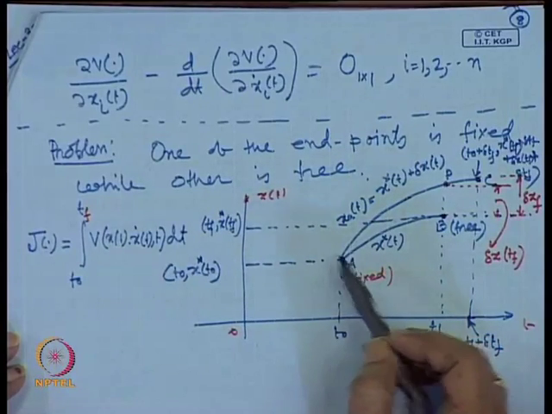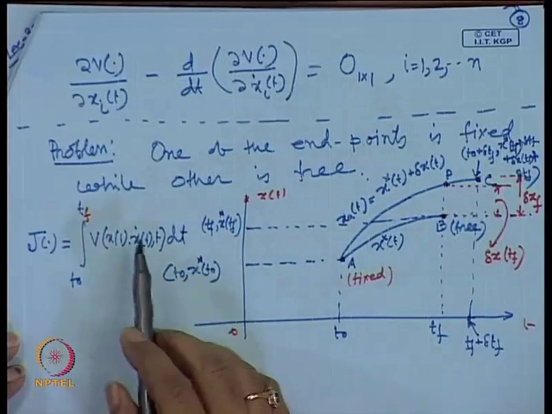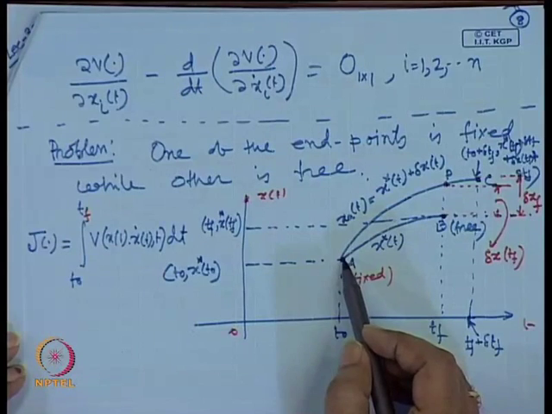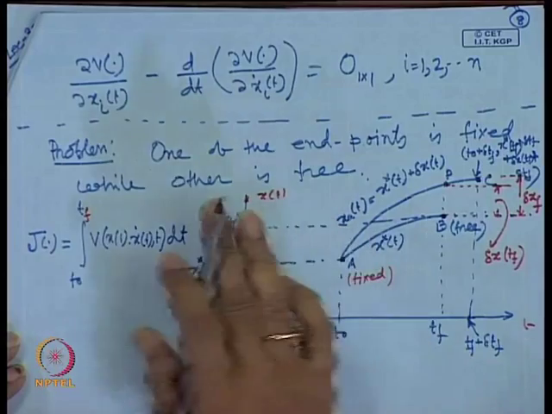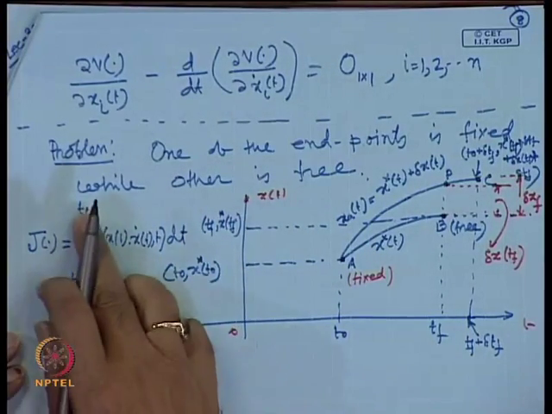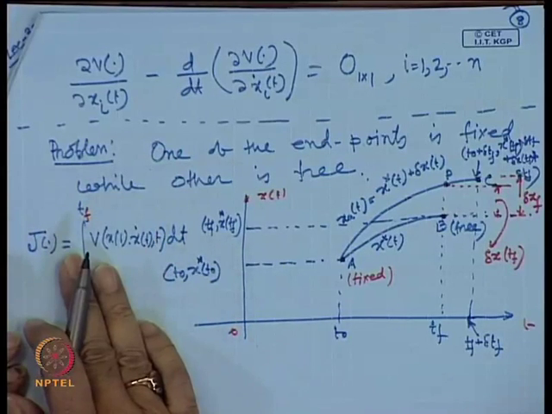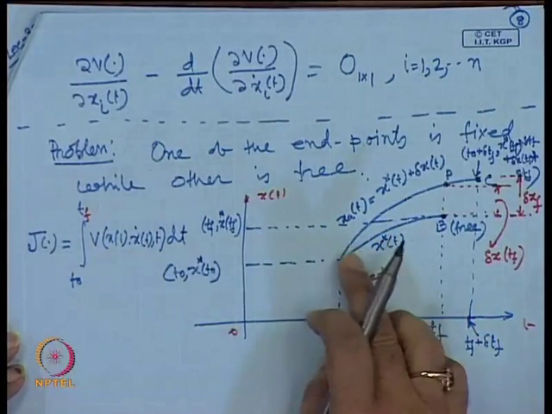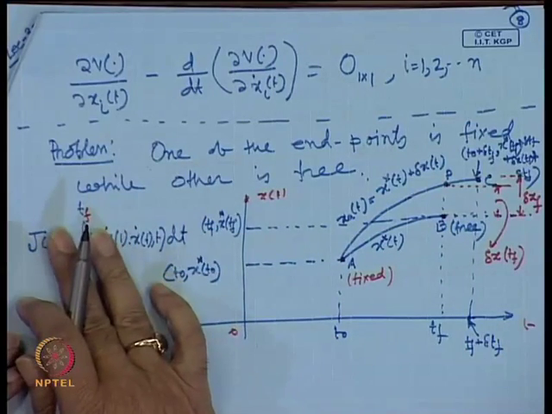So last class we considered the problem where one point is fixed and the other point is free. Again, point A is fixed and point B is free. Our problem is this functional, from t 0 to t f, which we have to optimize, either minimize or maximize. What should be the choice of the trajectory x(t) so that this functional is maximized or minimized?